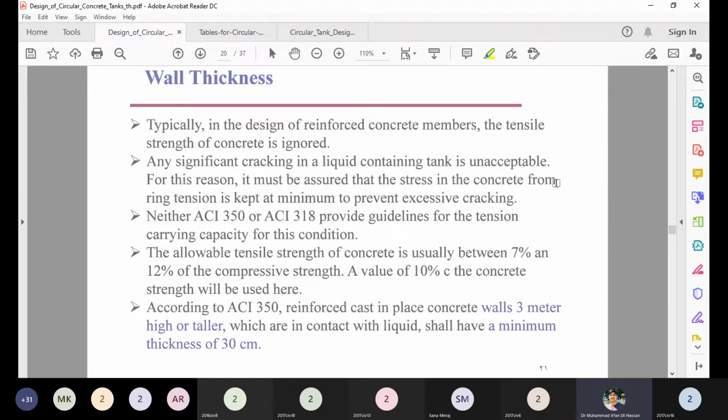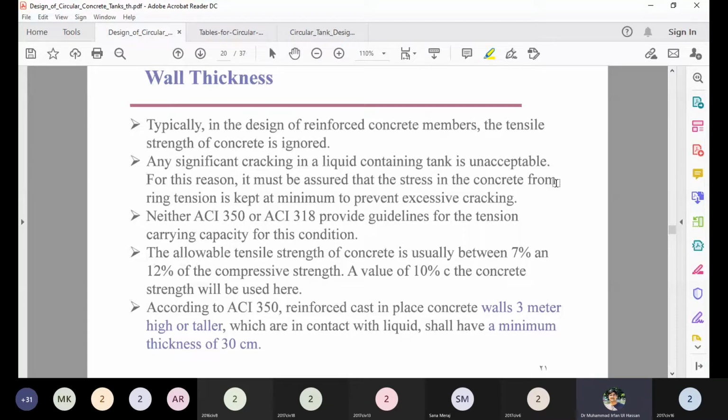So according to ACI 350, cast-in-place concrete walls 3 meter high or taller, which are in contact with the liquid, shall have a minimum thickness of 30 centimeter. This is a general rule of thumb that if your wall is 3 meter high, the thickness of the tank will be 30 centimeter. It is about L by 10. So if your wall is 2 meter high, you can have a thickness of about 20 centimeter.